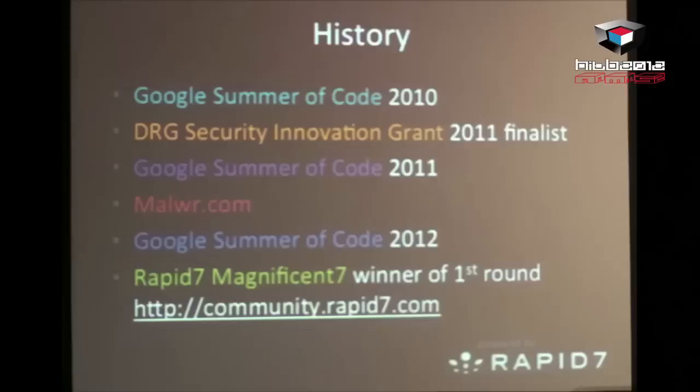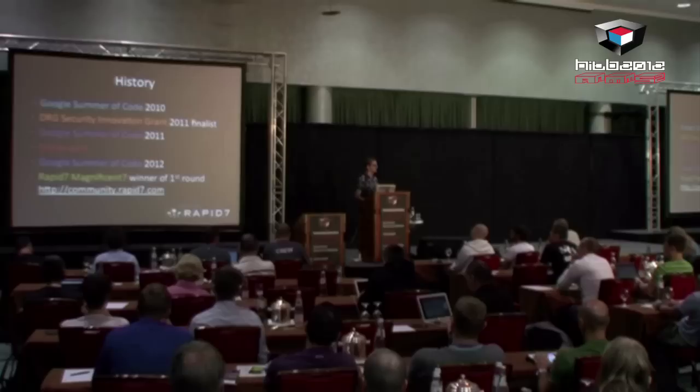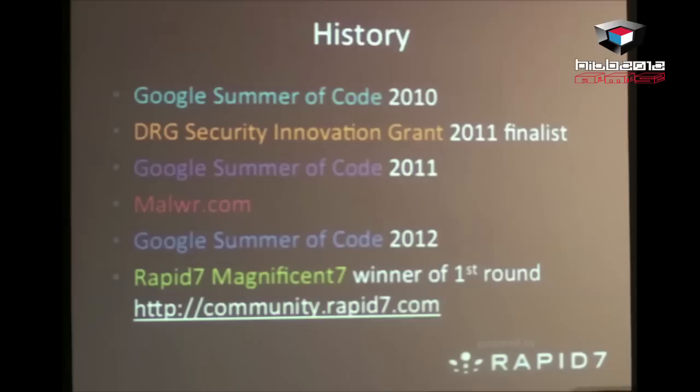A little bit of history. It started as a Google Summer of Code 2010 project with the Honeynet Project, and I started it as a student. That same year, we participated with the DRG Security Innovation Grant. We didn't win it, NoScript won it. But then we participated again in 2011 in Google Summer of Code. Then we opened malwr.com, which is a website that acts like a front end to a Cuckoo Sandbox in the back, where you can submit malware and get results back. Then we are participating again this year in Google Summer of Code.